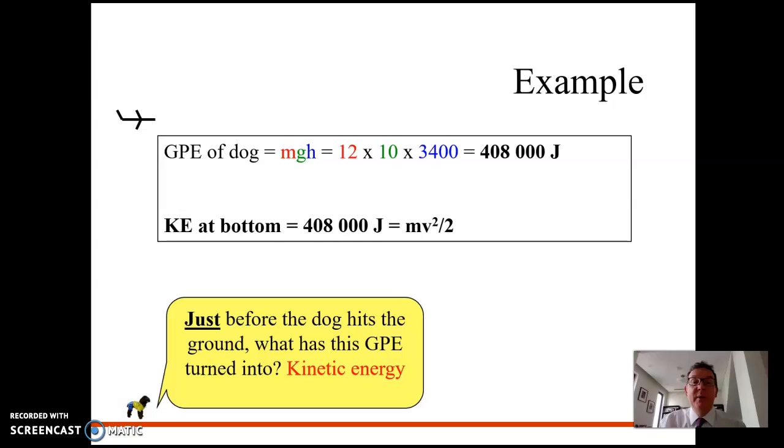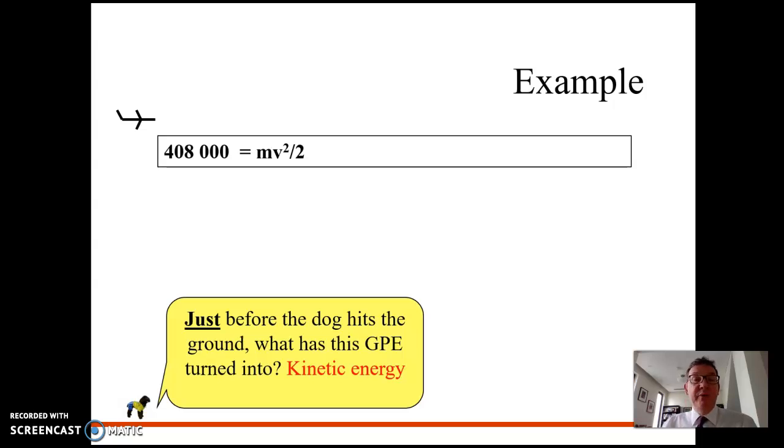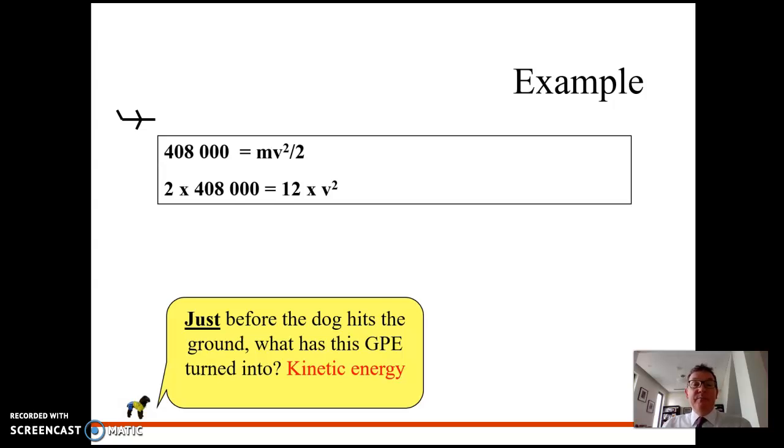So let's do that. I know that the kinetic energy when it hits the ground must be 408,000 joules, and I know that that's equal to mv squared over 2, or half mv squared. So let's do some mathematics and see if we can figure out how fast this dog is going. So 408,000, that's the amount of energy this time, is equal to mv squared over 2, or half mv squared. Now let's do some maths here. If I move the 2 to this side, it's going to be multiplied. Remember, that's the same as multiplying both sides by 2. That's equal to mv squared.